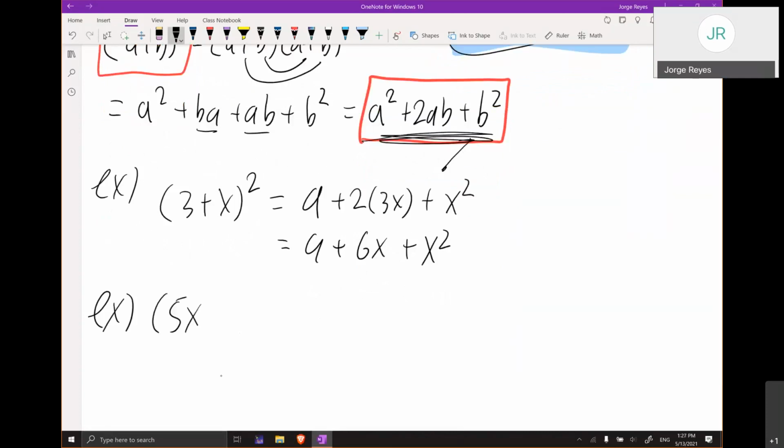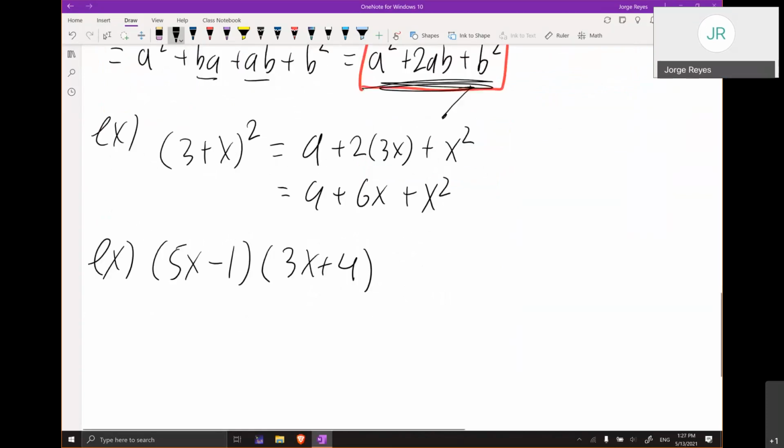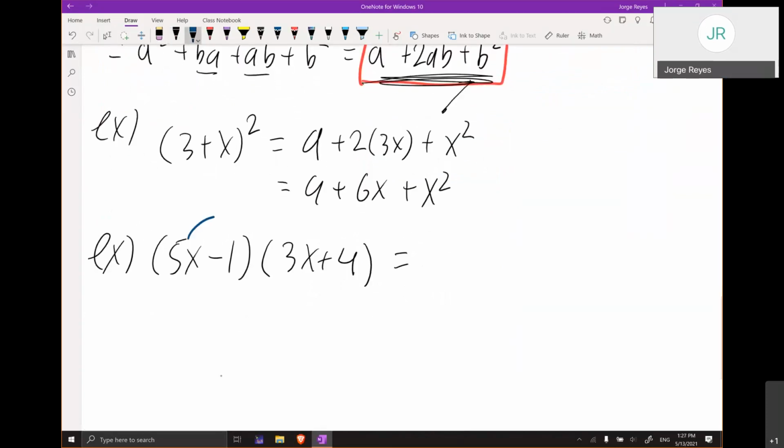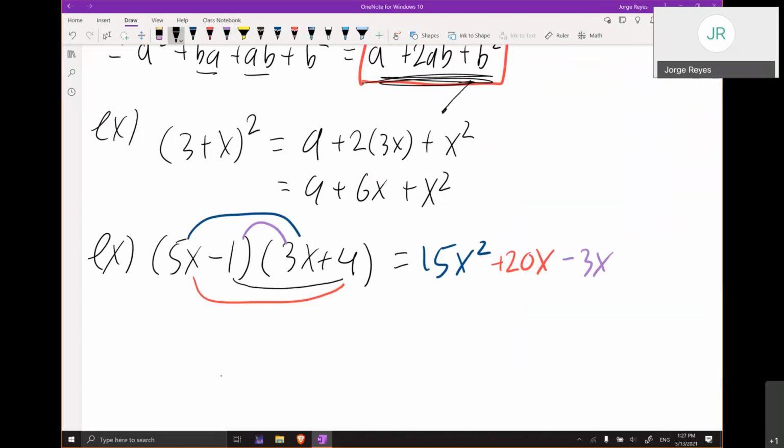And then, well, we have time. So yeah, let me just do another FOIL example. So first, you're gonna get 15x squared. Outside, you're gonna get plus 20x. Inside, minus 3x. Last, minus 4. Okay, and you got to simplify the middle parts. So that's a 17x minus 4. Ta-da!